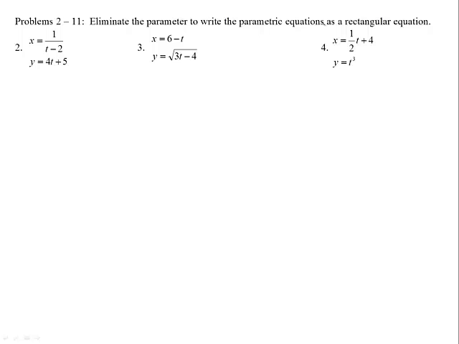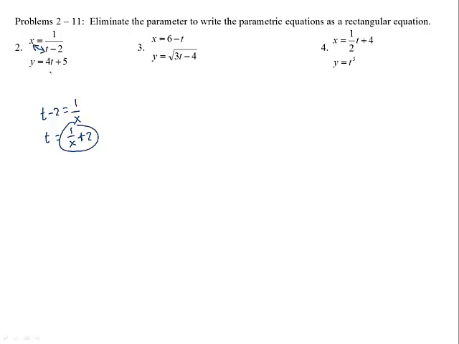So it says eliminate the parameter. Okay, so all we're going to do is eliminate the parameter. I'm going to take these two and switch them out by cross multiplying for my proportion. And I get t minus 2 is equal to 1 over x. That means that t is equal to 1 over x plus 2.